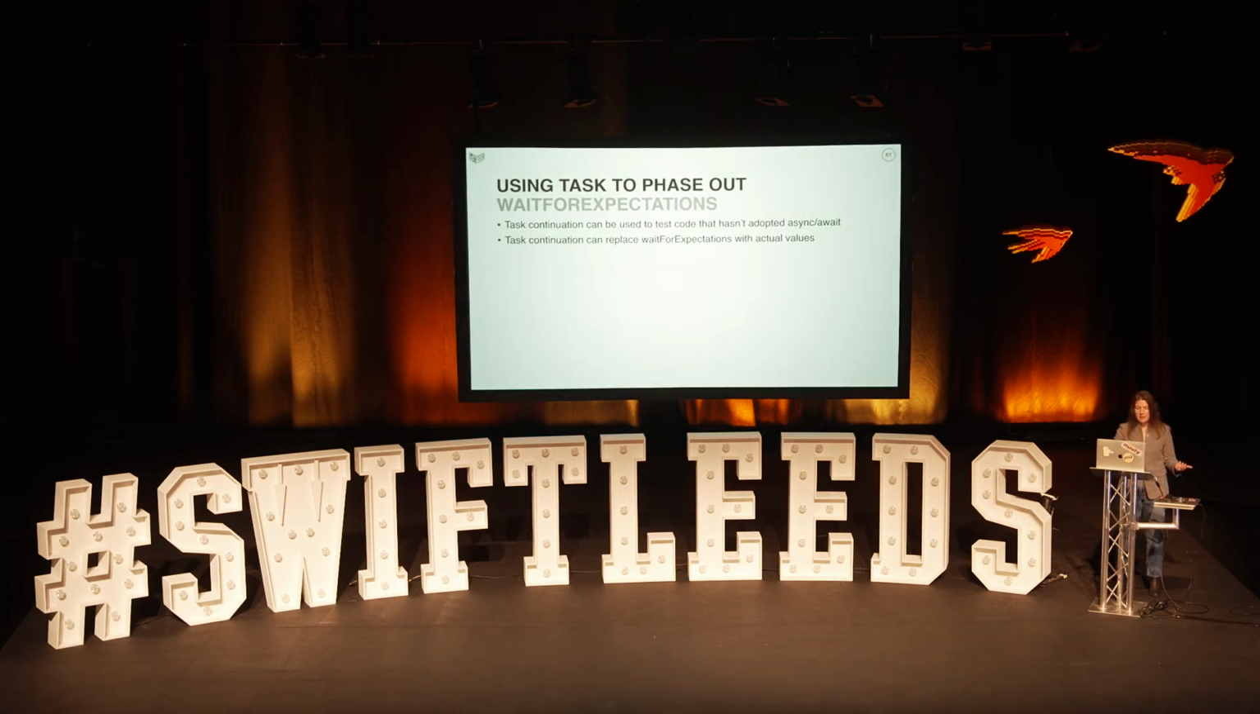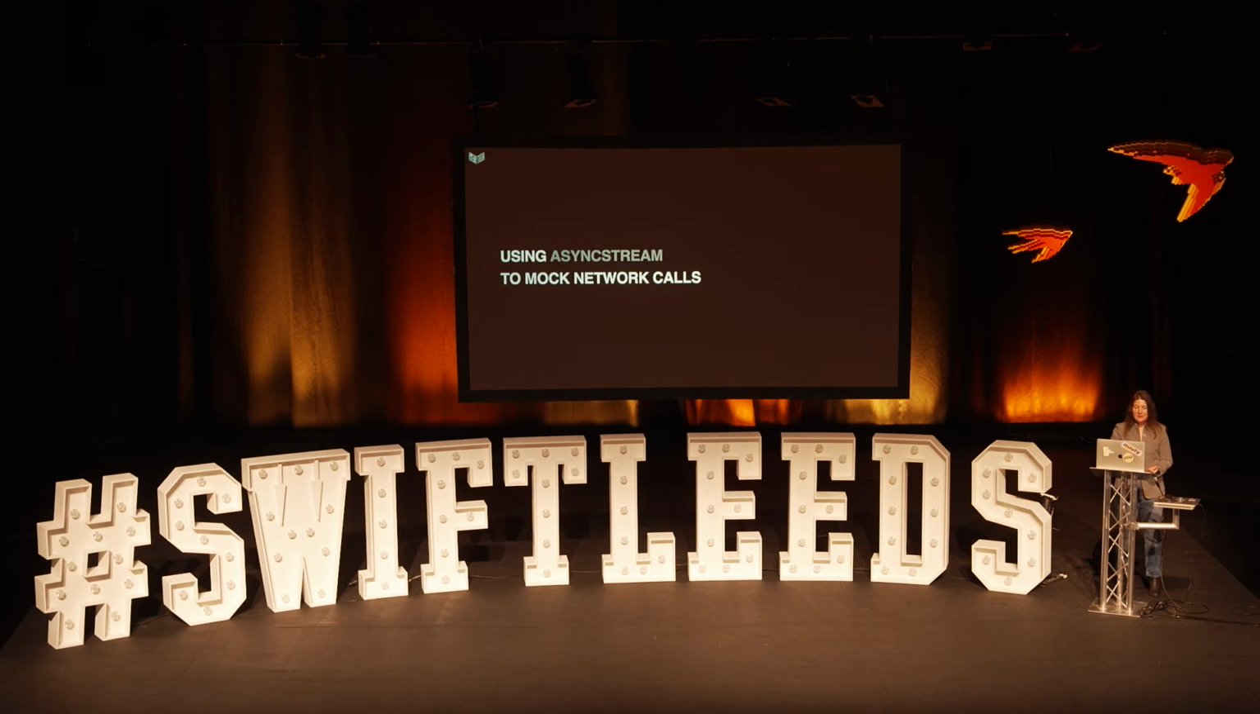So you saw this slide already. Previously I mentioned, or you haven't seen this slide yet. Task continuation can be used to test code that hasn't adopted async await yet, and task continuation can also replace wait for expectations with actual values to test against. Values we actually expect. So now I'm going to talk a bit about using async stream to mock network calls.